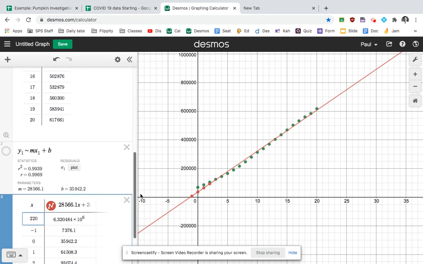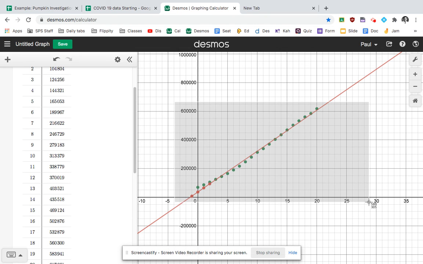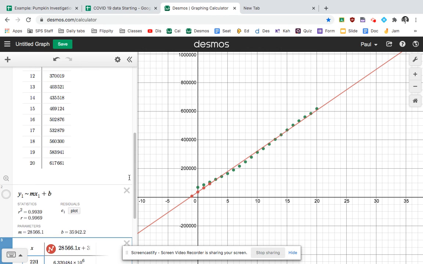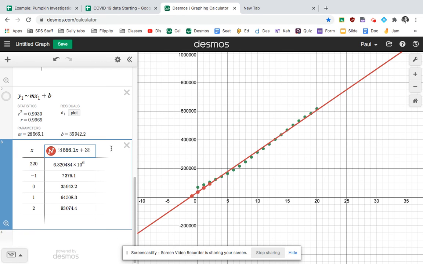Trying to see if there's any way to make this smaller. No, so even if you just screenshotted your work, if I was doing this, I'd go Command-Shift-4, screenshot my graph, and then maybe I'll have you type in your line of best fit equation. Then I would post this to the form, and I would write this equation here with my slope being 28,566.